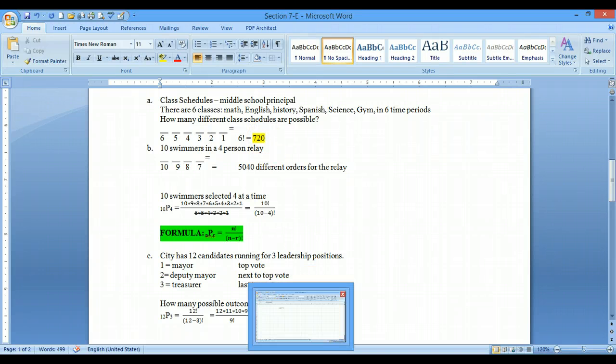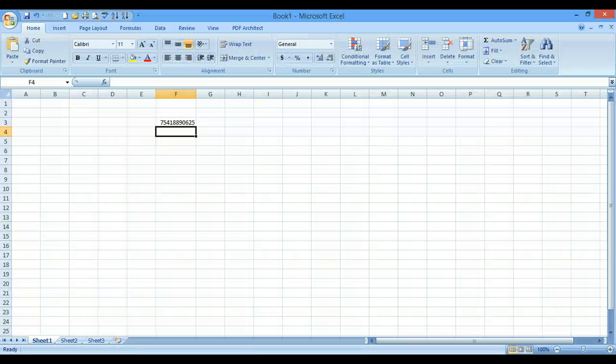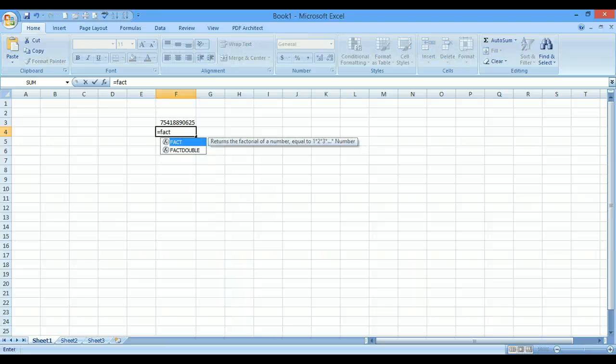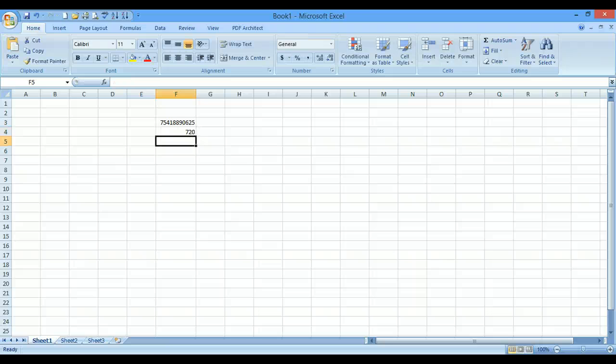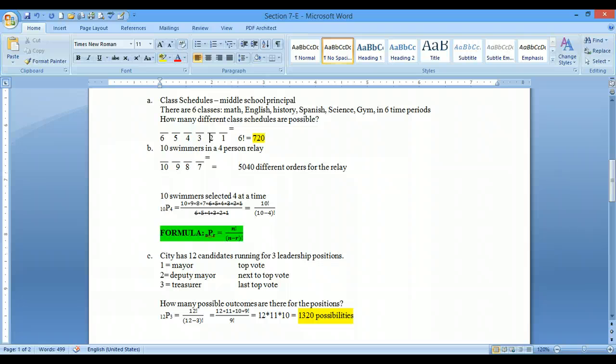If you wanted to do that in your calculator, those of you who have a graphing calculator, it's usually the math button. And the math button is just second math on most of those. Or in Microsoft Excel, you can do fact. See how it says factorial of a number? Fact, parenthesis. I want to find the factorial of 6, close parenthesis, enter, 720, which is what we got.